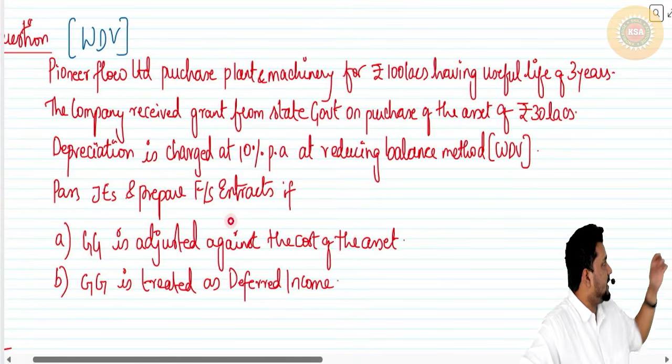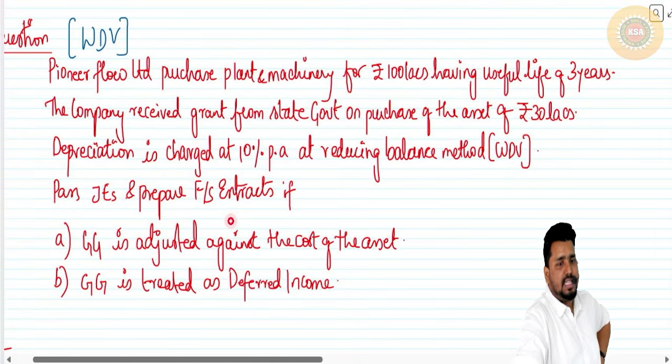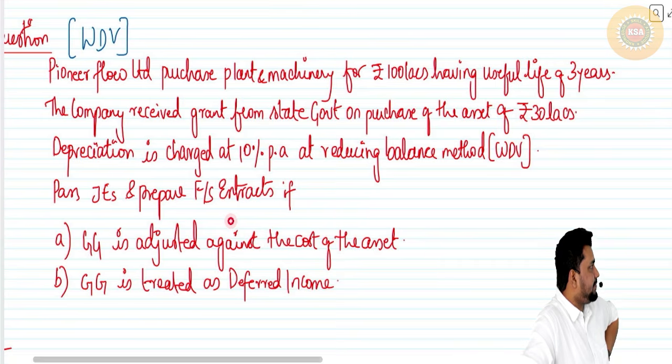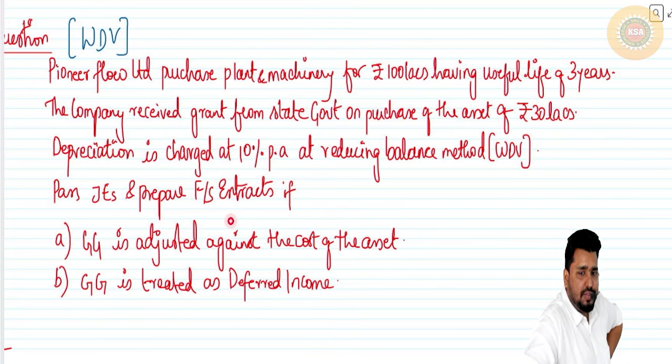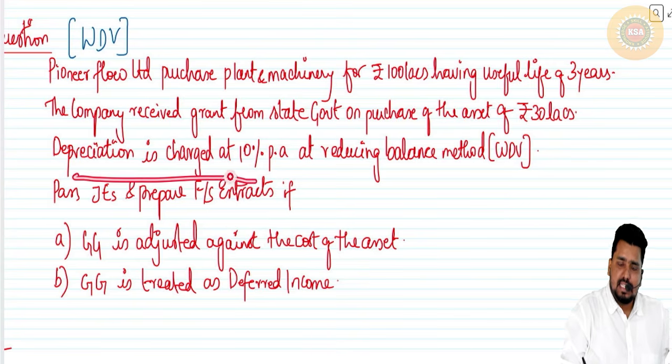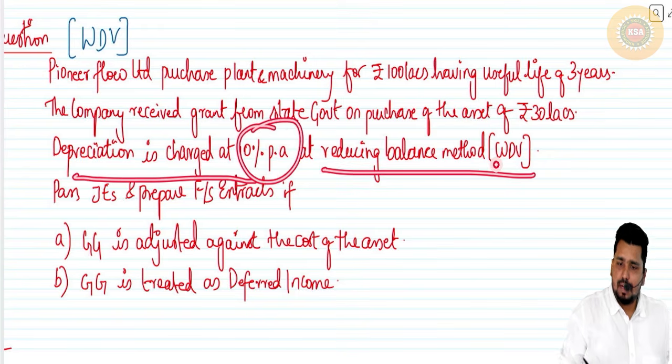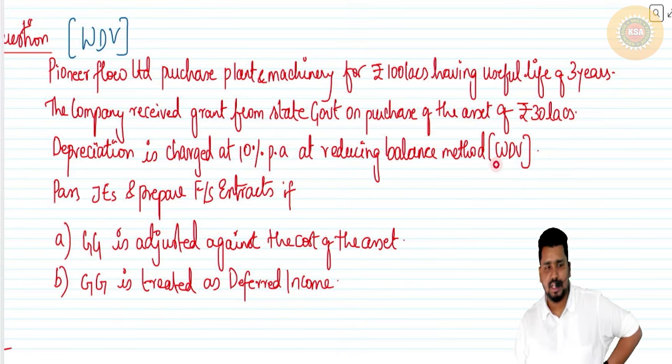We'll see. Read the question. Pioneer Flow Limited purchased plant and machinery for how many lakhs, having useful life of how many years? 3 years. The company received a grant from state government on purchase of the asset. Clear? Depreciation is charged at 10% per annum on what method? WDV, that is reducing balance method.